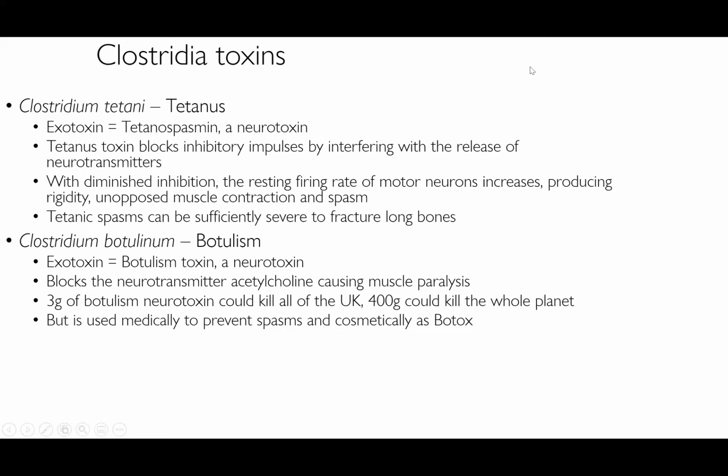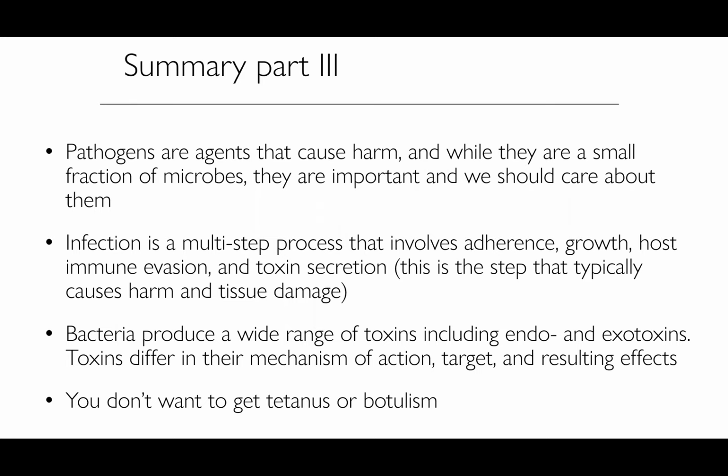Okay, just to wrap up this lecture, let me summarize what we talked about in part 3. Pathogens are agents that cause harm, and while they are a small fraction of microbes, they're important clinically. They kill millions of people every year, and their importance to us is only expected to grow over time as antibiotic resistance becomes more and more of a problem. Infection is a multi-step process that involves adherence, growth, host immune evasion, as well as toxin secretion. The toxin secretion part is typically the part that causes harm and tissue damage that can potentially lead to organ failure and eventually death.